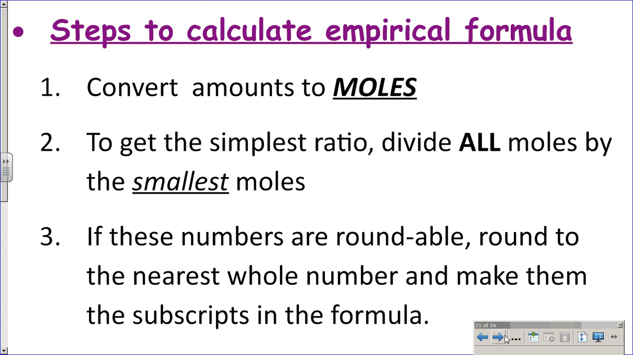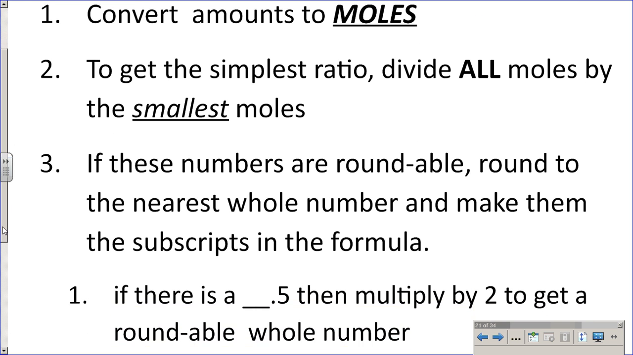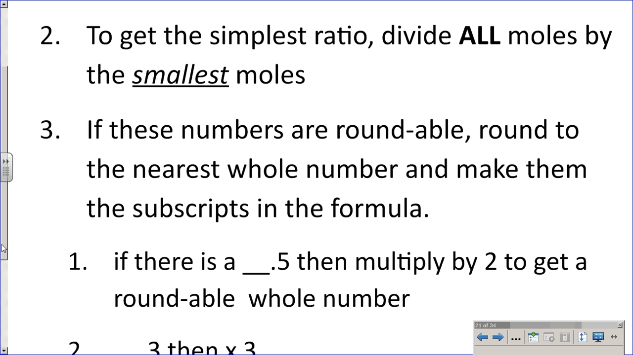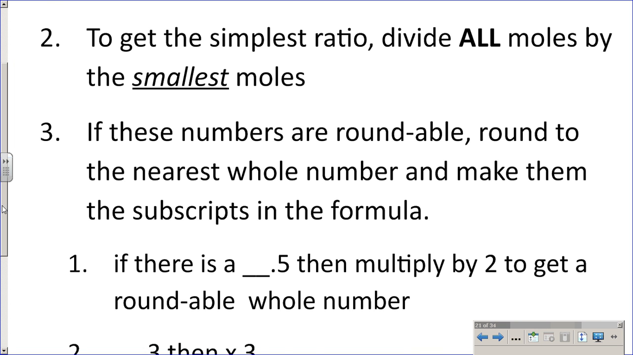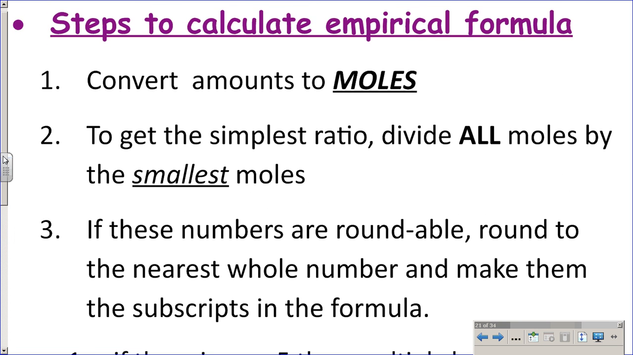Follow your step-by-step process. So I'm going to let you guys write down the first 3 steps. After that, it talks about rounding. I'll talk about the rounding as we go through some examples. So every time you're going to write empirical formula, just put EF. It's a little shorter.